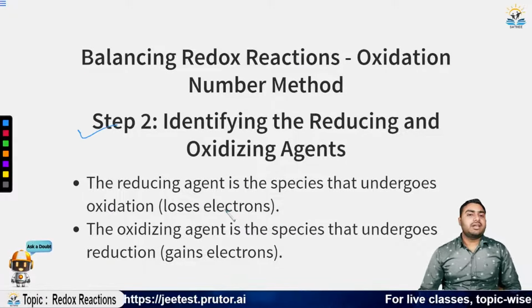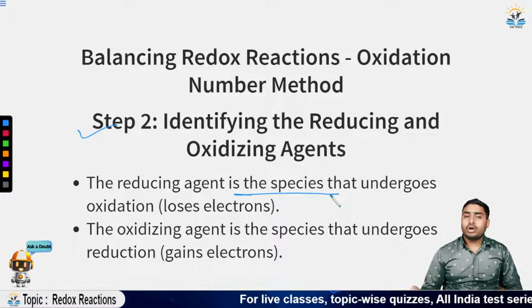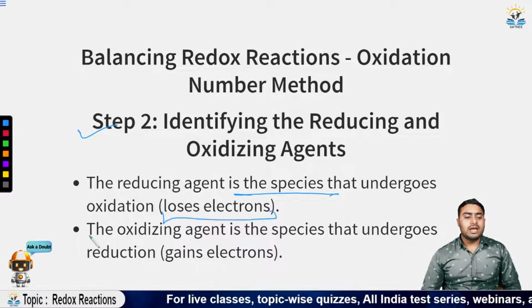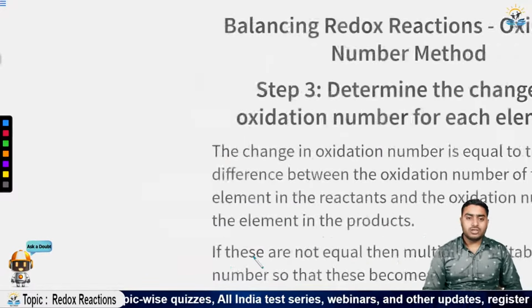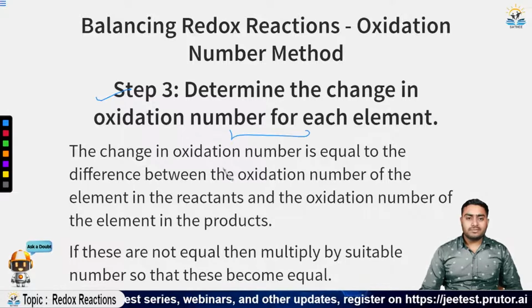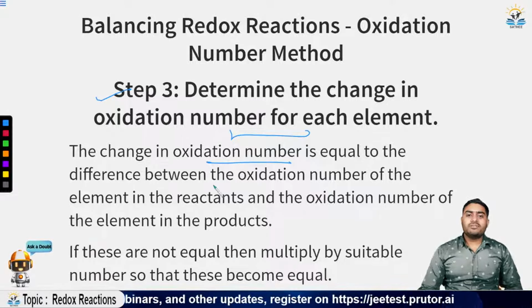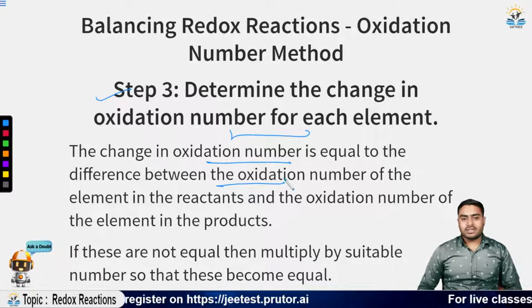Then identify the reducing and oxidizing agents. The reducing agent is the species that undergoes oxidation, that means loss of electrons, and the oxidizing agent is that species that undergoes reduction, that means gain of electrons. Then step 3, determine the change in oxidation number for each element. The change in oxidation number is equal to the difference between the oxidation number of the elements in the reactant and the product side, right?